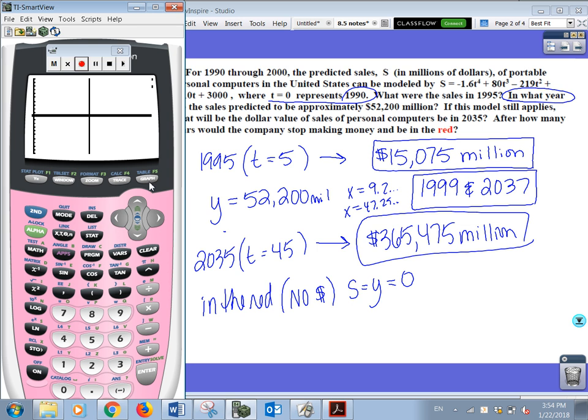So it looks like a straight line, but it's really not, just because I changed my viewing window. So second trace, 5. We want to know when it crosses right there. Enter, enter, enter. So at 47.614. So this one does say after how many years.